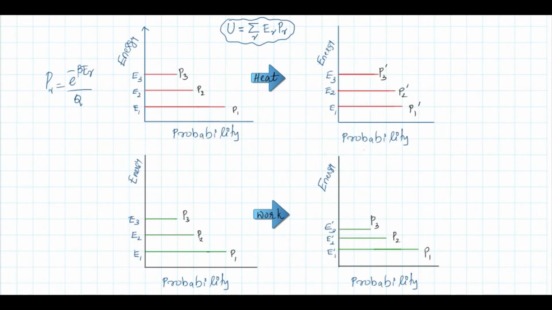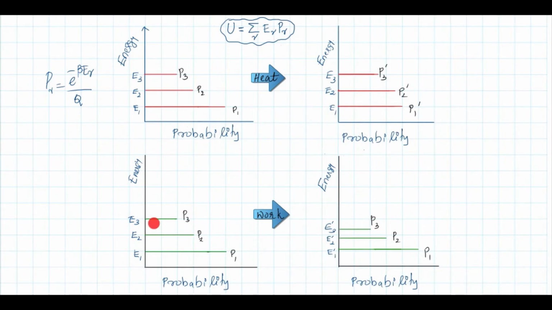But as you give heat to the system, the temperature will increase, and there is more probability of finding the system in higher energy levels. Okay, the probability of finding the system in higher energy levels will increase.